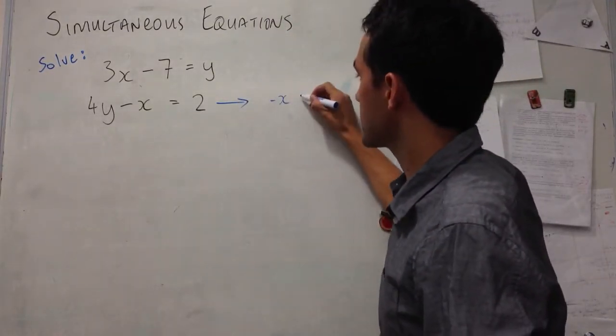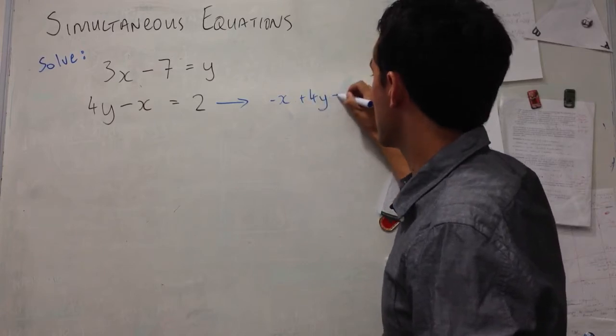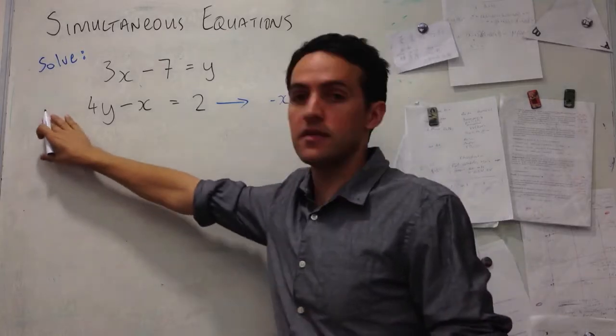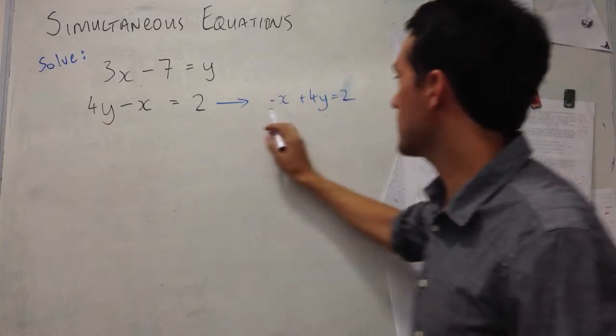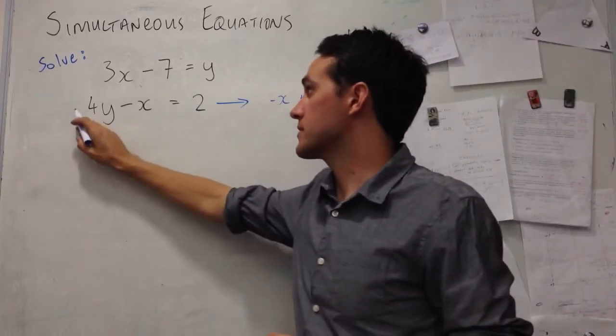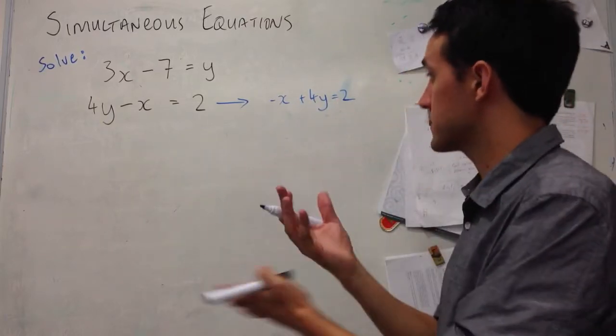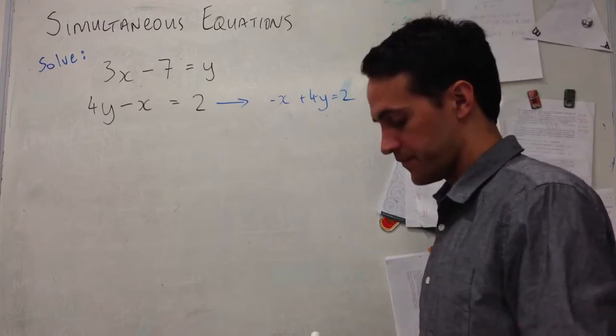So negative x plus 4y equals 2. I haven't done anything there, just changed the x out here, remembering that it's a negative x, and remembering that this is positive y. I haven't multiplied the equation, I've just moved it around a little bit.